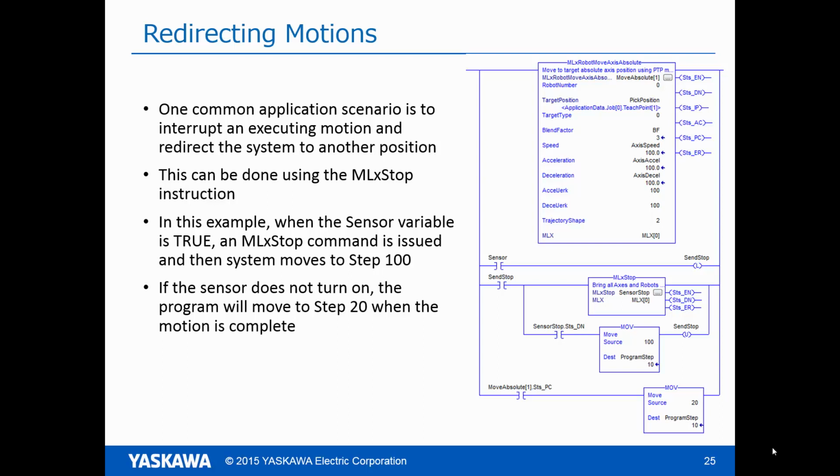Another useful application scenario is to redirect a motion based on some input. This can be done with the MLX stop command, which will bring the robot to a stop and clear all motions from the queue. In the example shown here, we command a motion to a target position, and then if a sensor variable triggers, we call an MLX stop command and move the system to program step 100. Otherwise, the program moves to 20 when the motion is complete.